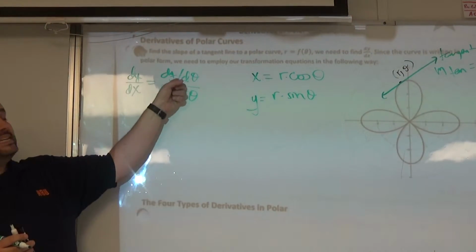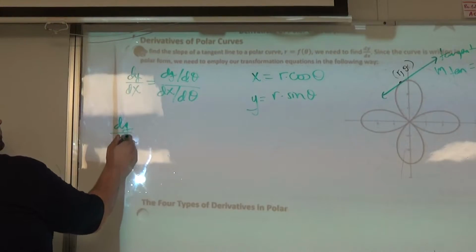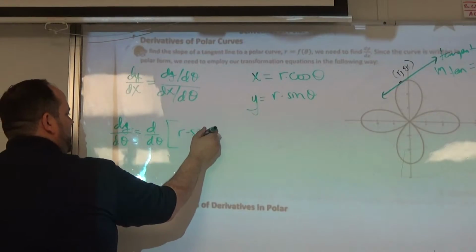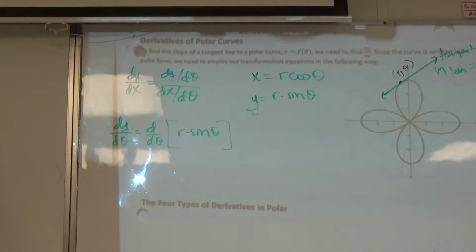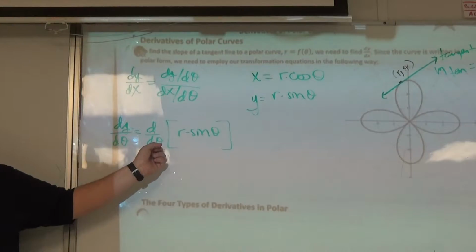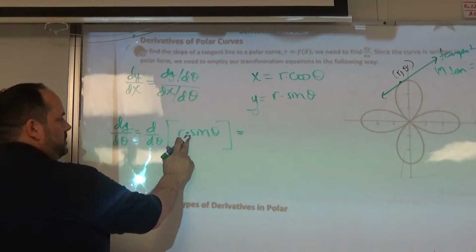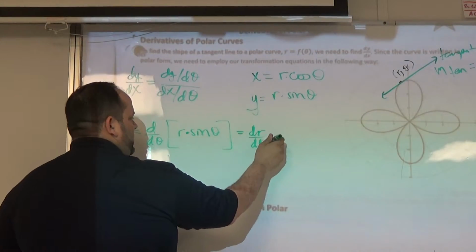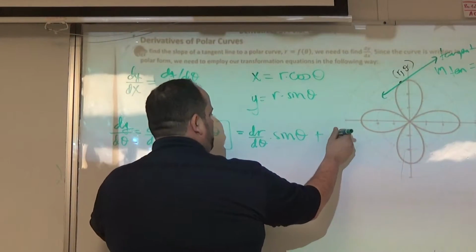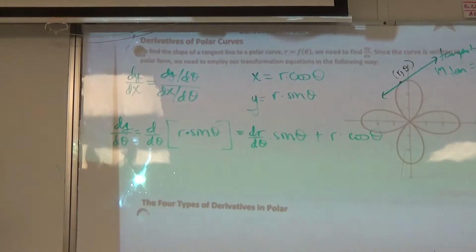So if I ask you to find dy d theta, I'm asking you to find the derivative of y with respect to theta. Well, the derivative of r times sine theta with respect to theta is going to be a product rule. We're going to take the derivative of r, that's dr d theta. We're going to leave sine theta alone. Plus, now we're going to leave r alone, and we're going to take the derivative of sine theta, which is cosine theta.